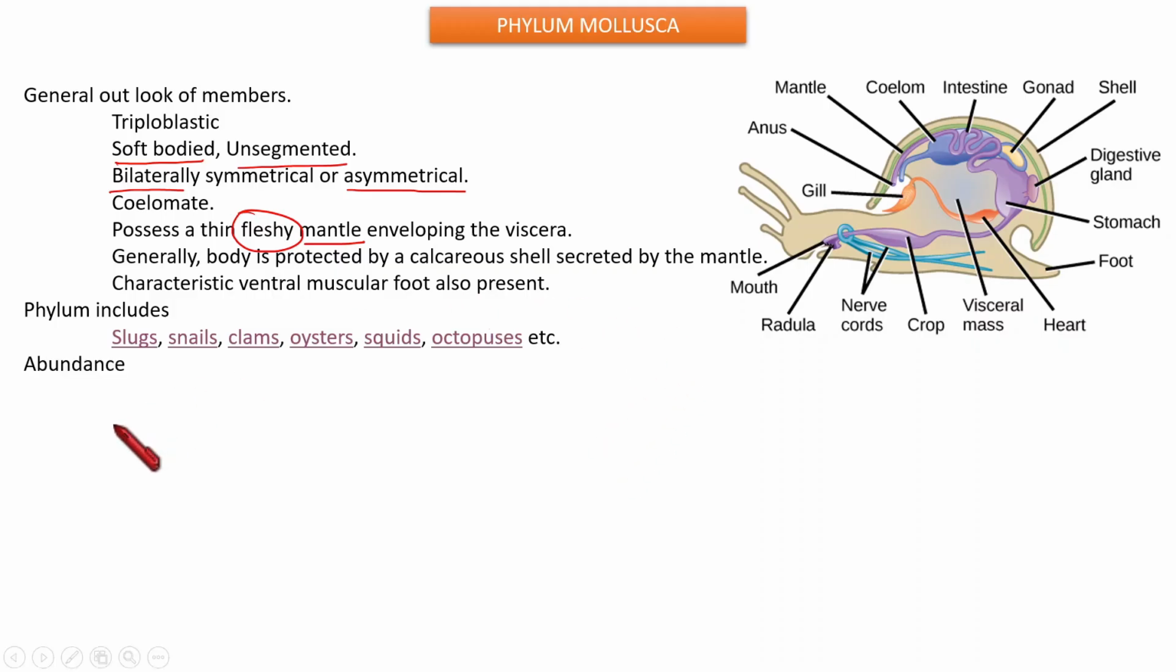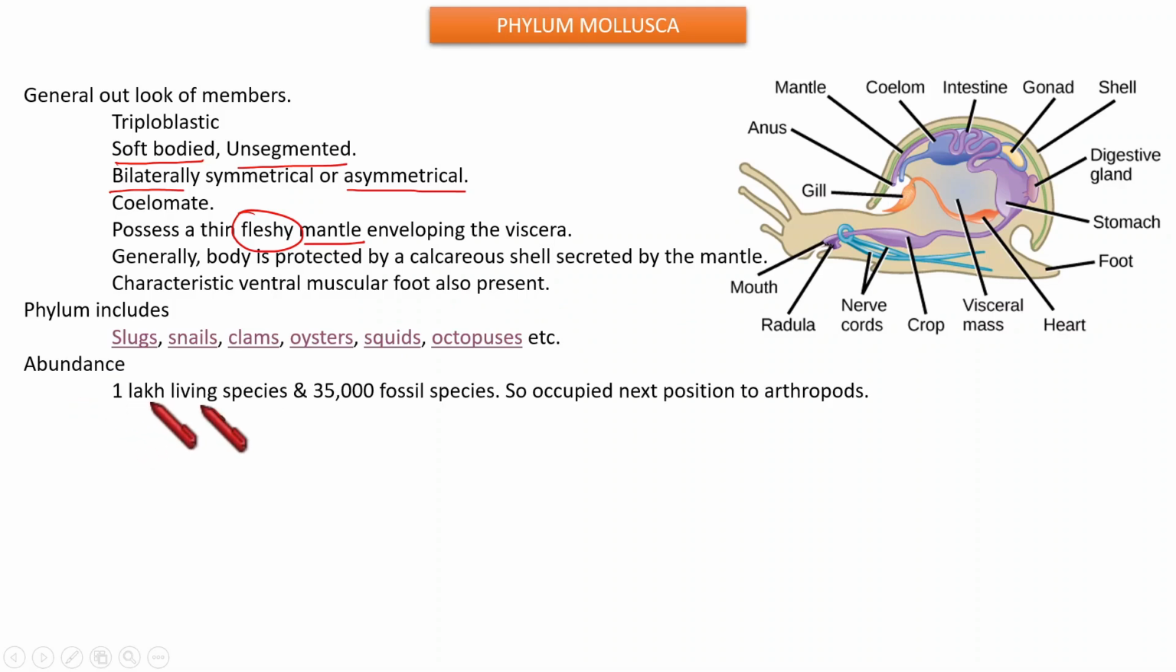And next we are going to understand the abundance, species wise abundance. One lakh living species are there under this phylum, and 35,000 were fossilized. They were extinct. So because of this rich species diversity, it occupies a position next to arthropods.